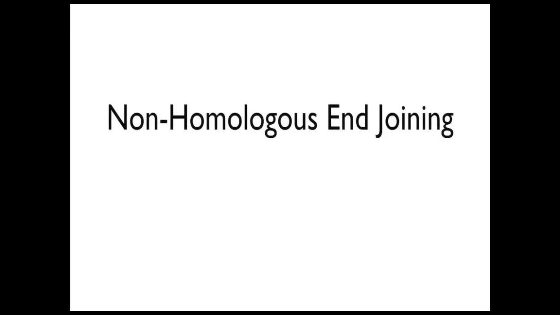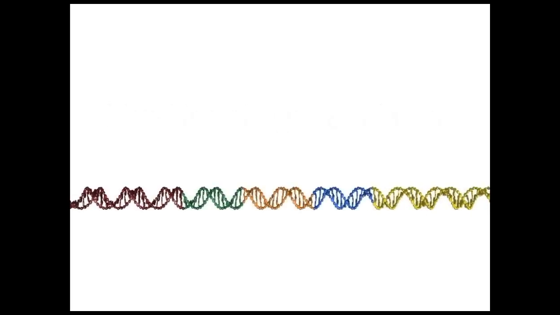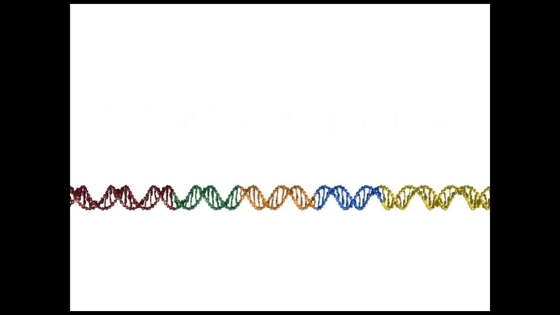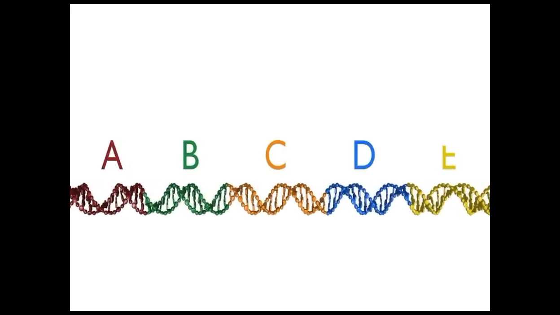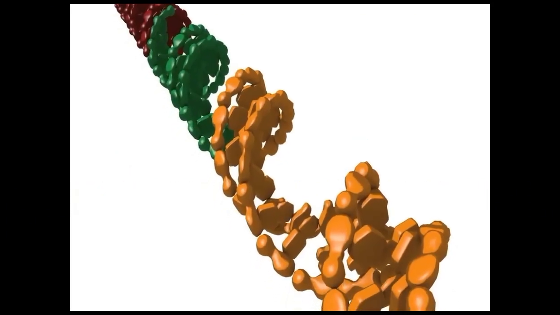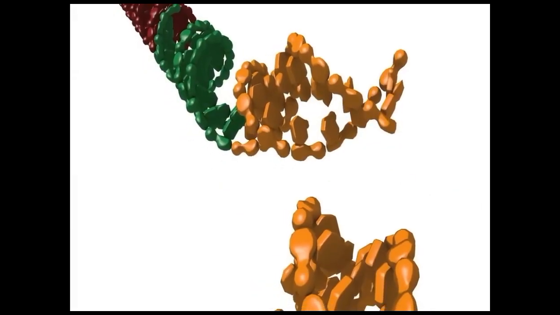To see how a cell repairs a double-strand break in DNA by non-homologous end joining, let's imagine that we have a parental DNA duplex containing the sequence A, B, C, D, E. We then imagine that the duplex is broken by a double-strand break in the C region.